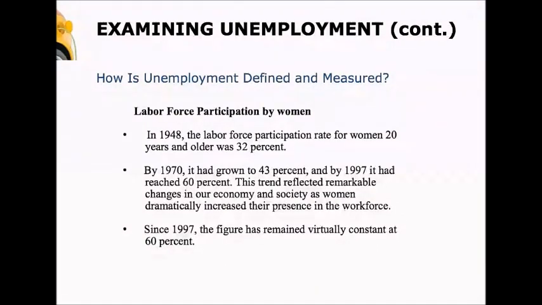What else might we learn about the data if we look at it? Well, let's look at labor force participation by women. In 1948, the labor force participation rate for women 20 years and over was only 32%. By 1970, it had grown to 43%. By 1997, it had reached 60%. This trend reflected changes in our economy and society as women dramatically increased their presence in the workforce. Since 1997, it has remained virtually constant at 60%.